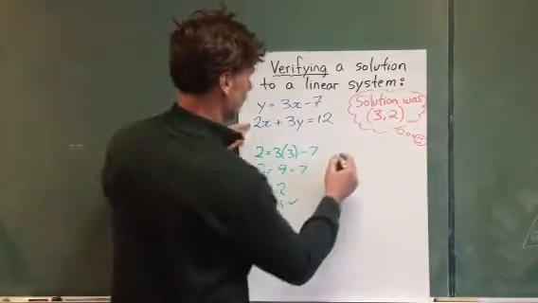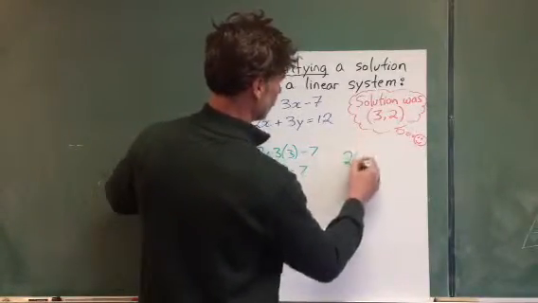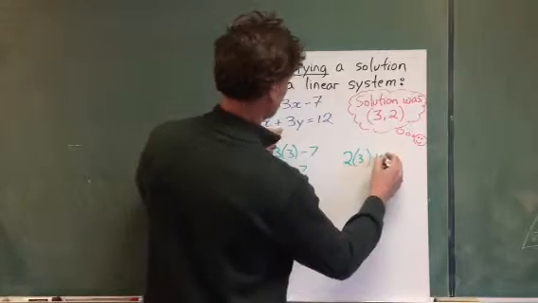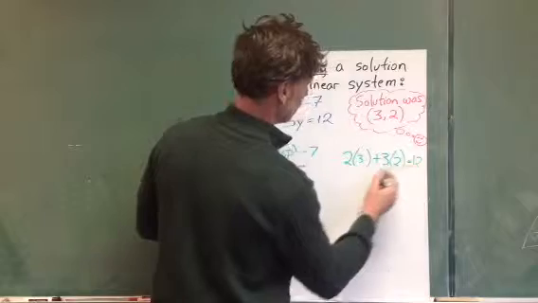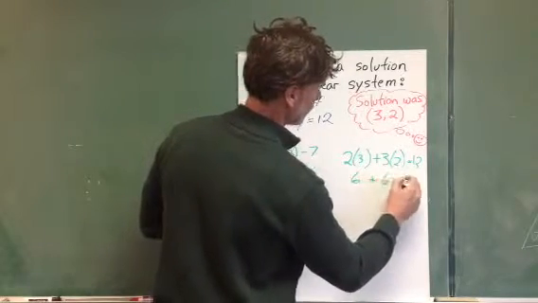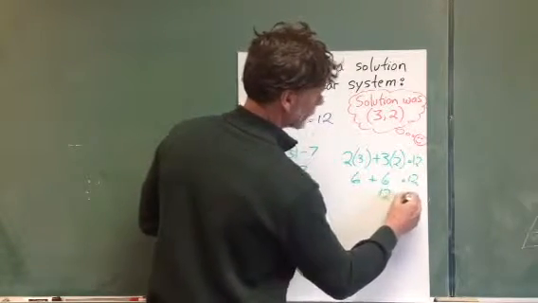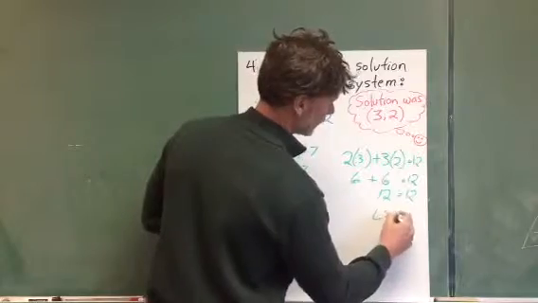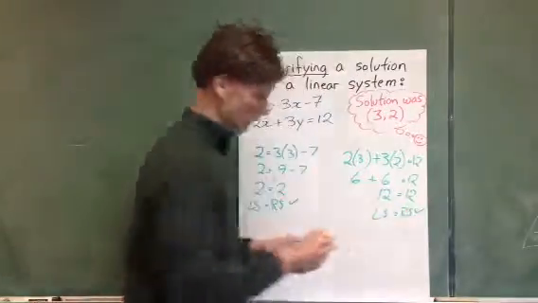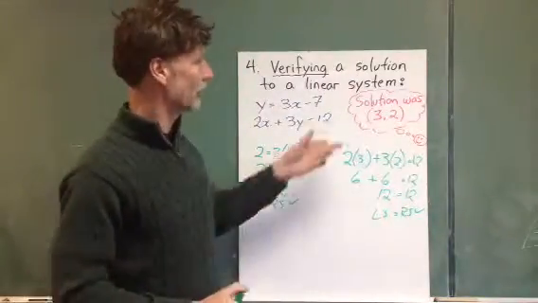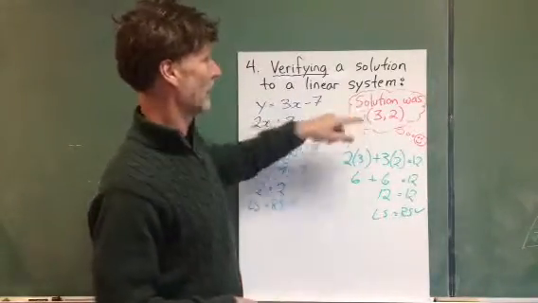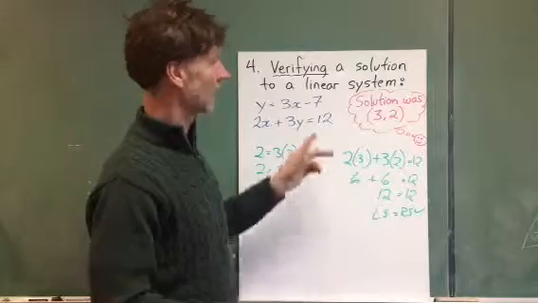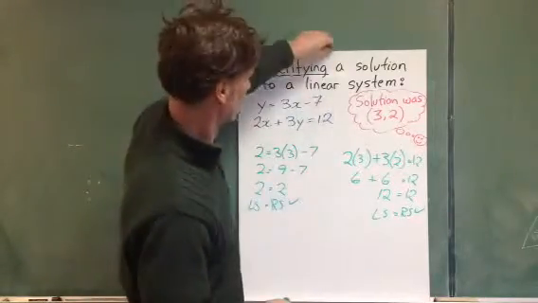Let's try this one. 2 times 3 plus 3 times 2 equals 12. That's 6 plus 6 equals 12. 12 equals 12. Left side equals right side, so I know it works in there. And of all the different ordered pairs in the whole universe, only that one would satisfy both. That is the solution to that system.